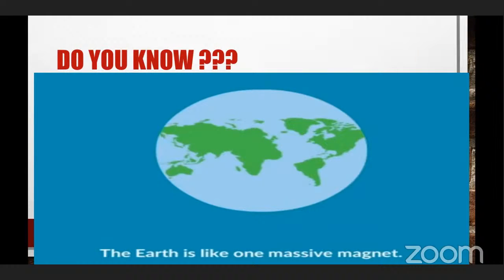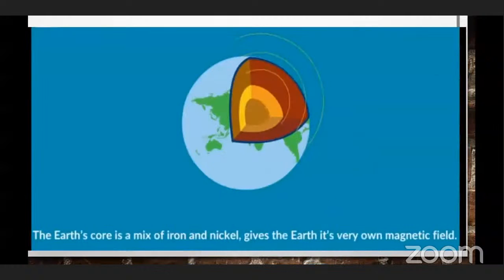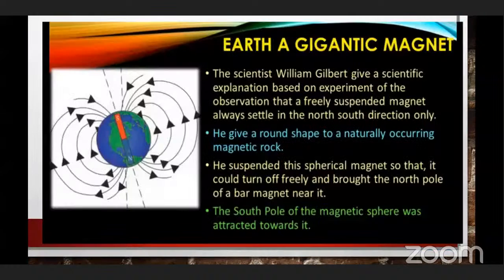Our earth is like one massive magnet. Massive means a very great, huge, big-size magnet. Our earth is. Now we'll see how. The earth's core is a mix of iron and nickel, and it gives the earth its very own magnetic field. In the earth's core, iron and nickel are present, and that's why the earth has its own magnetic field.